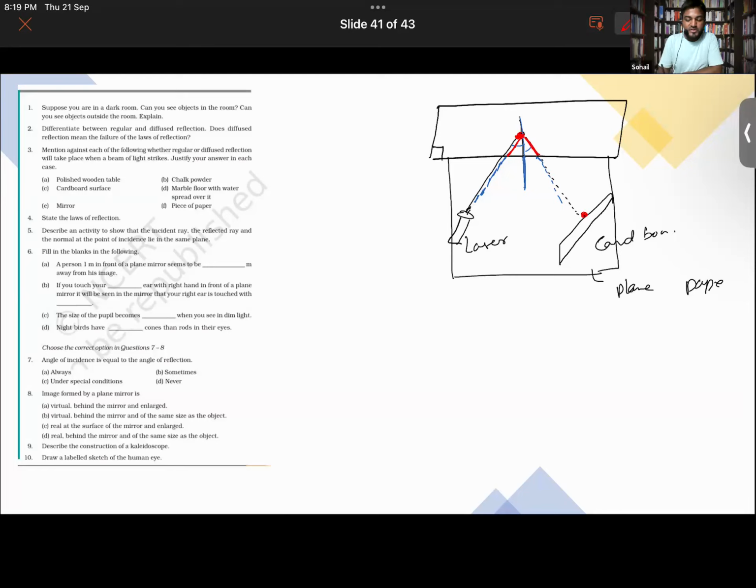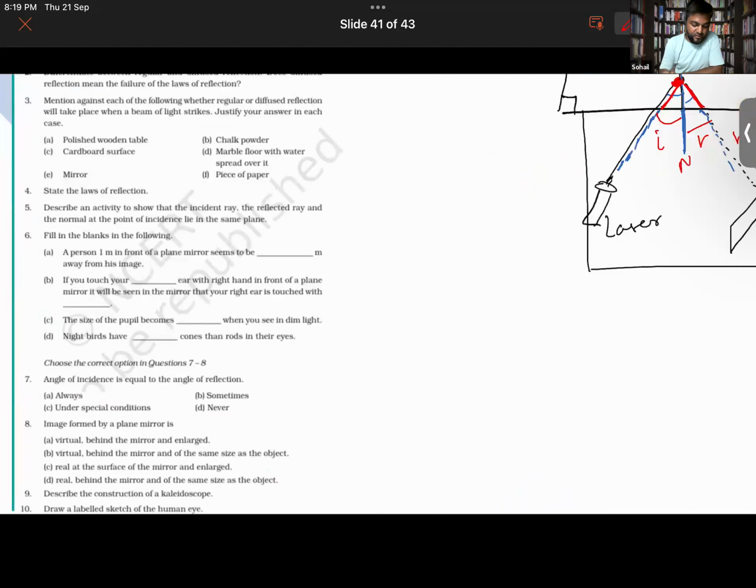So will that not prove that this incident ray, this reflected ray, and this normal, all of them are lying on the same plane? Yes, because when you trace them on the piece of paper, that will prove the second law of reflection. And the first law can be proved by measuring these angles, angle I and angle R. So in this manner, we can do the activity to prove the second law of reflection.